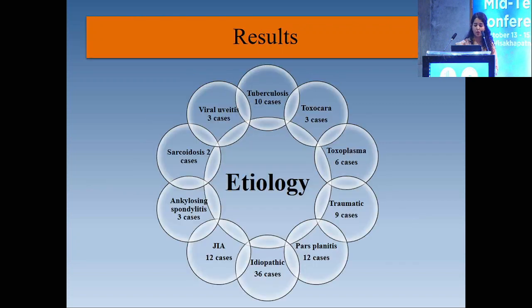These are the various etiologies. Among them, idiopathic was the most common. 36 cases were idiopathic, and pars planitis, 12 cases, is also included in the idiopathic. Among non-infectious causes, again idiopathic was most common, followed by JIA, 12 cases, and traumatic, 9 cases. Among the infectious etiology, we found tuberculosis, 10 cases, toxoplasmosis, 6 cases, and toxocara and viral uveitis, 3 cases each.